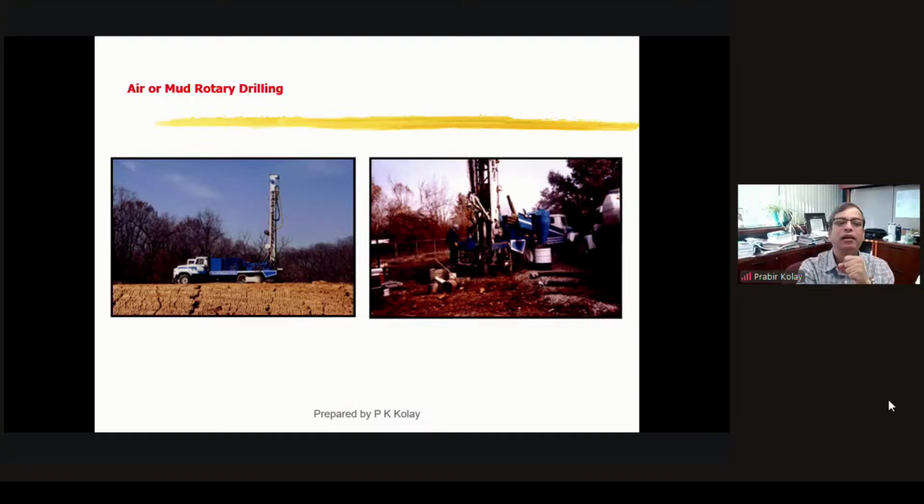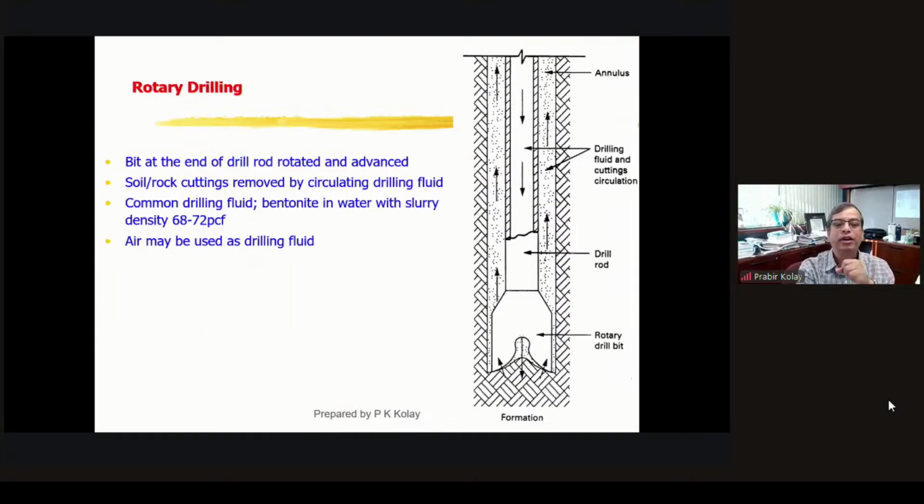Basically, you can use rotary drilling, with the bit at the end of the drill rod to rotate and advance. It can be used for soil and rock cutting by circulating drilling fluid. A common one is bentonite, a water slurry of a certain density. Sometimes when making a borehole, sandy soil tries to collapse. In that situation, use the bentonite slurry so that the soil can be stabilized.